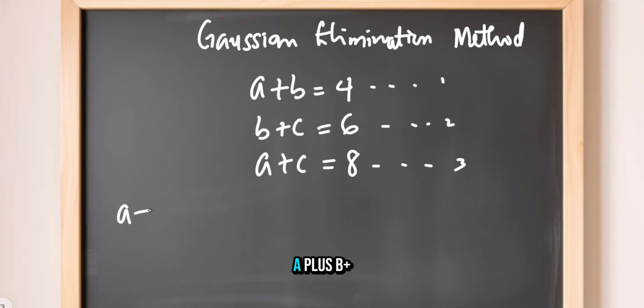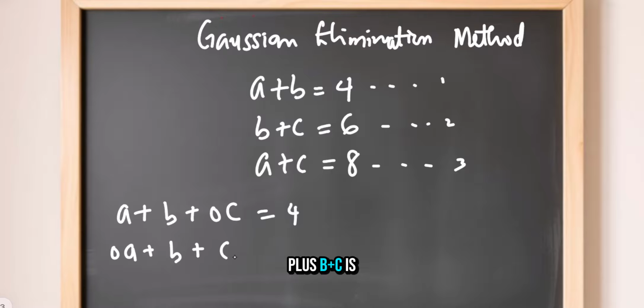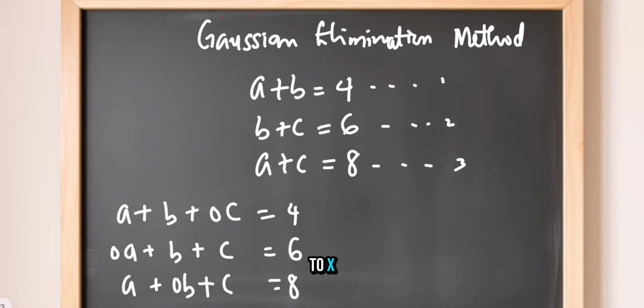Here I have a plus b plus 0c, because 0 times c is the same thing as 0, equals to 4. And here I'm having 0 times a plus b plus c is equals to 6. Here I have a plus 0b plus c equals to 8.